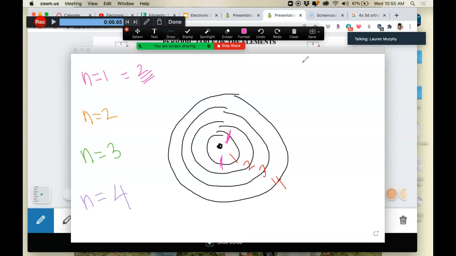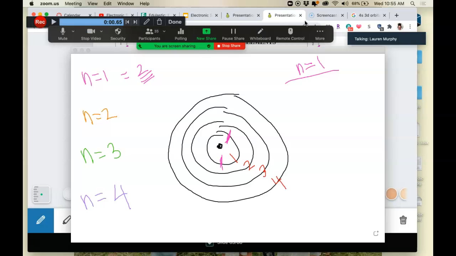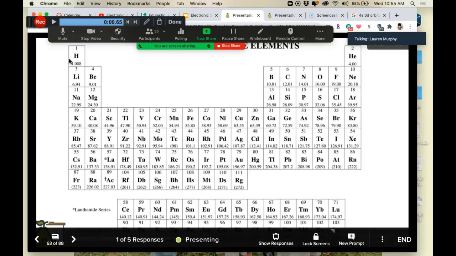Which orbitals are present on the first energy level? Are there s orbitals on the first energy level? First energy level means first row, right? Right here, first energy level. Are there s orbitals?